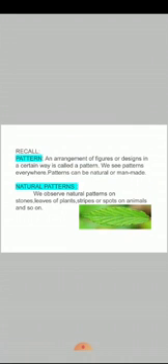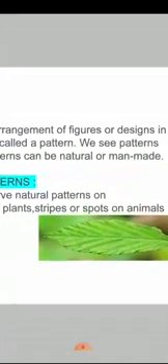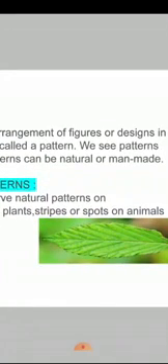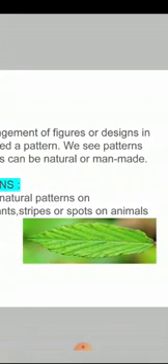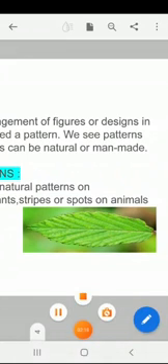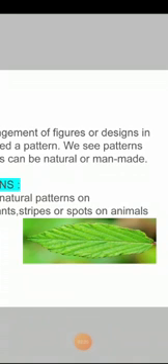Now let us see natural patterns. We observe natural patterns on stones, leaves of plants, stripes or spots on animals and so on. For example, one example picture is given here: the leaves of a plant. Here the design is arranged in a particular order. See here, all the stripes on the leaf are arranged in a particular order. This arrangement also we can say has a pattern. This pattern is a natural pattern.